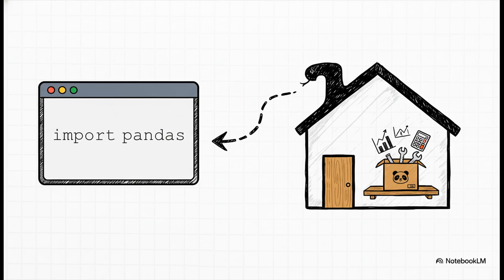Okay, step 2. Once that module is installed on your computer, you just hop into your Python script and use the import keyword, followed by the module's name. This little line, import pandas, is basically you telling Python, hey, all that cool stuff inside the pandas library, make it all available for me to use right now.